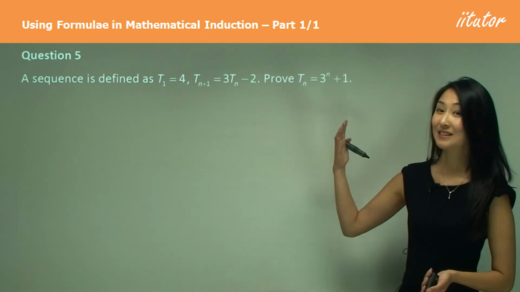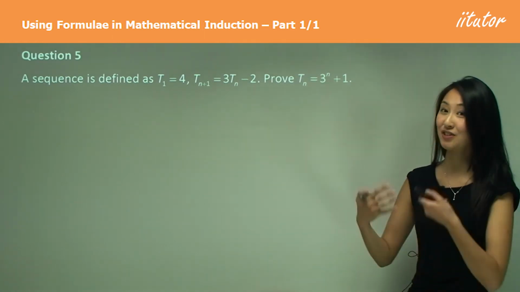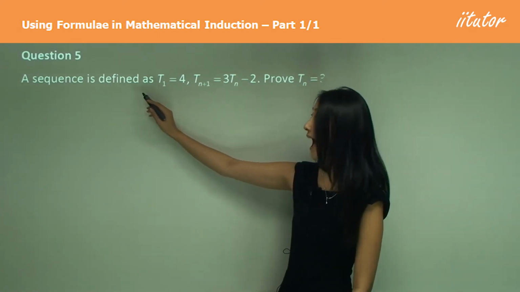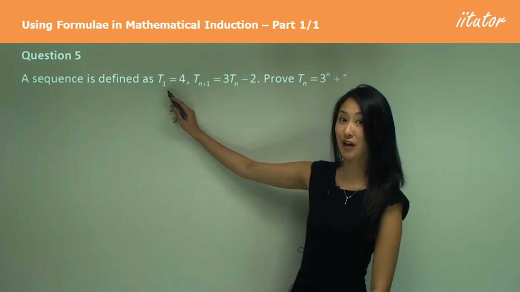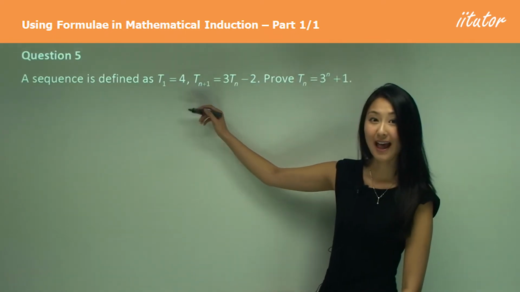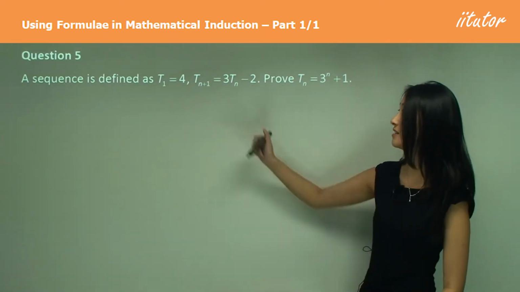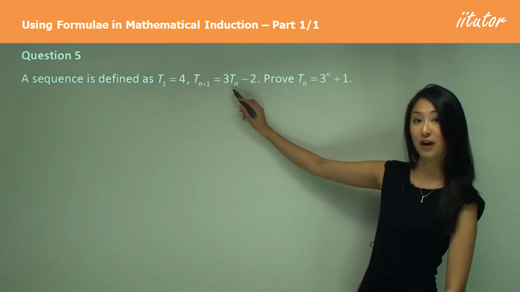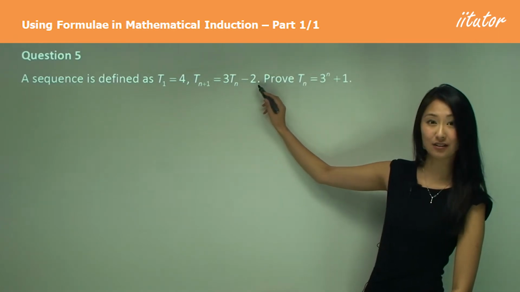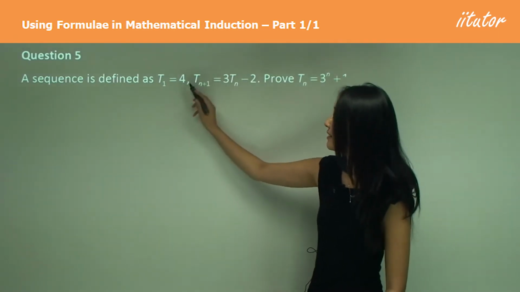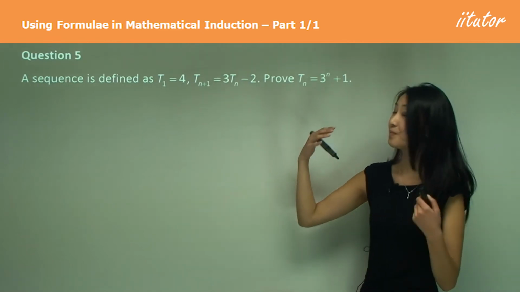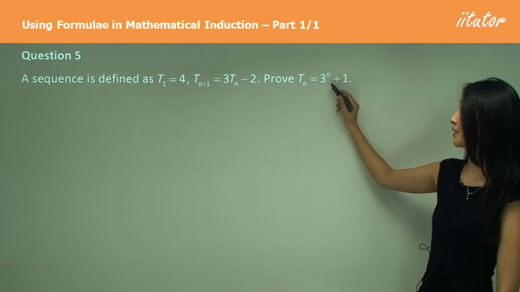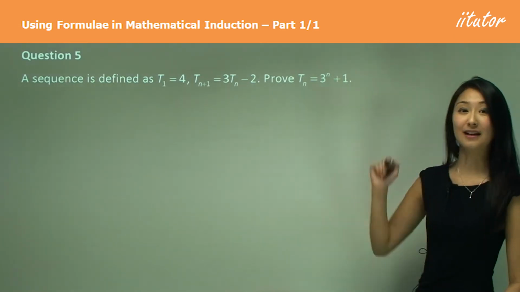We have this question which tells us, instead of showing us, it tells us the sequence is defined as the first term equals 4, and the sequence follows a pattern of t(n+1) equals 3 times the initial term minus 2. Yeah? So this is just information. Now, it asks us to prove Tn equals 3^n + 1.